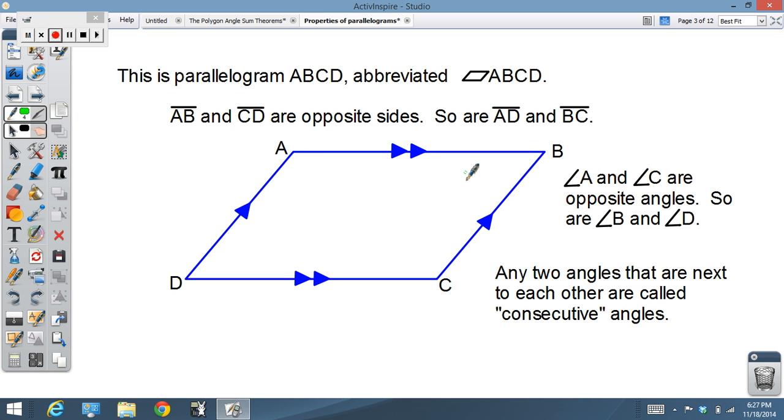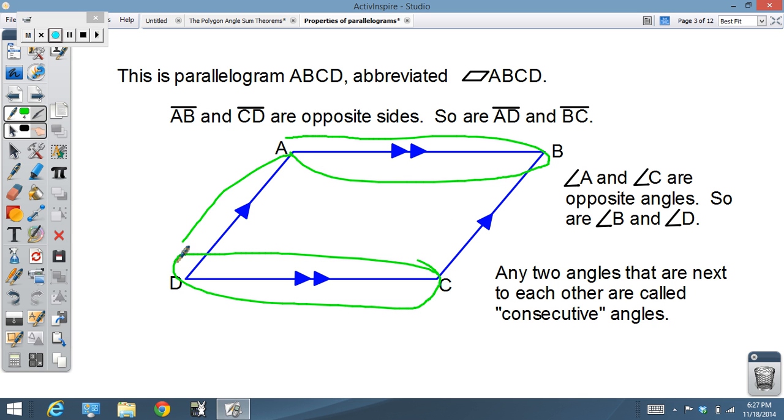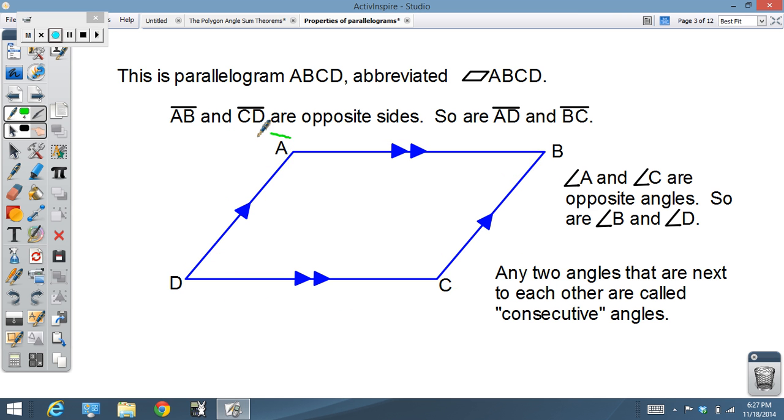Interesting properties now. First of all, we can abbreviate it with a little parallelogram symbol there. So this is ABCD. It is abbreviated as parallelogram ABCD. As you notice, AB and CD are opposite sides. So are AD and BC. Opposite angles: A and C would be opposite angles. Or let's mark the angles actually. So are B and D, opposite angles.